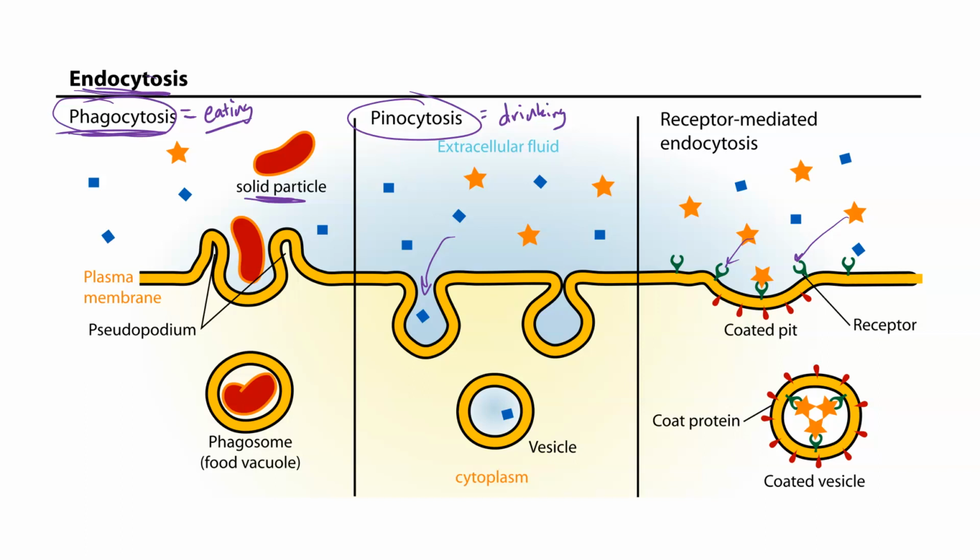Okay, so receptor-mediated endocytosis, pinocytosis, phagocytosis are all three forms of endocytosis, which is kind of the generic form of bringing in materials through this invagination of the membrane. You require the membrane to be fluid. It's one of the reasons why the membrane is fluid in the first place.